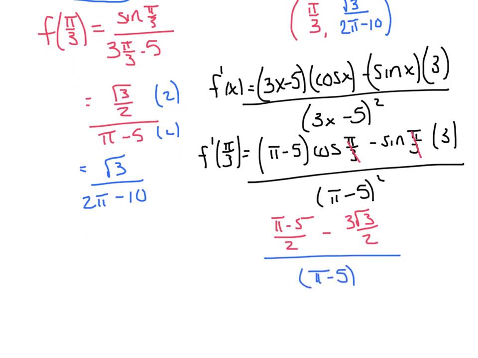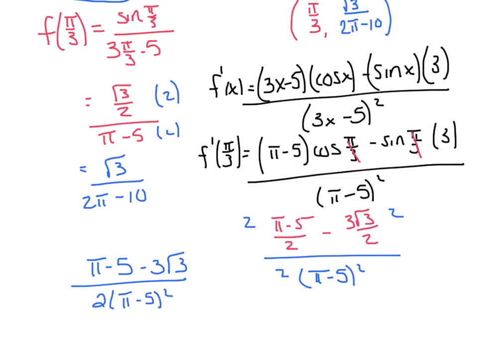pi minus 5 squared. And again, I'm going to multiply everything by 2 to kill the fraction, and just make sure you do it to every term. So I get pi minus 5 minus 3 radical 3 all over 2 quantity pi minus 5 squared as my slope. Now, could it get uglier than that? I sure as heck hope not.